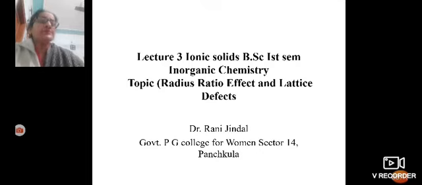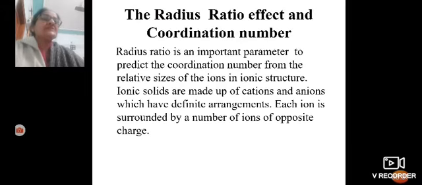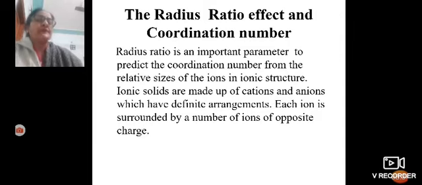Today we continue the third lecture of Ionic Solids, BSc first semester, Inorganic Chemistry, fourth chapter. The topic of today's discussion is radius ratio effect and lattice defects. So, first is the radius ratio effect and coordination number.